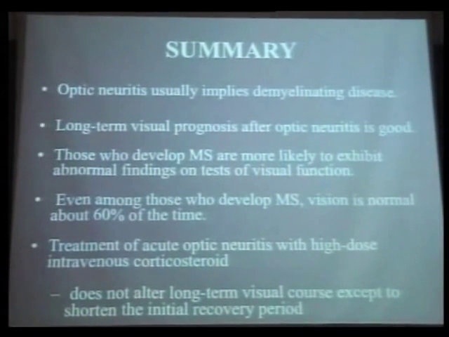So in summary, what about optic neuritis? It usually implies demyelinating disease or MS. The long-term visual prognosis is very good. Over 90% of the people get better on their own. And the people who develop MS also have abnormalities on our test for visual function, but even those who develop MS, vision is normal 60% of the time.